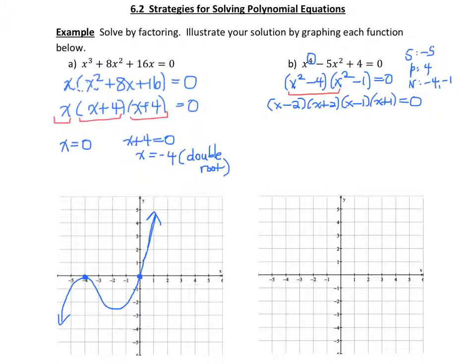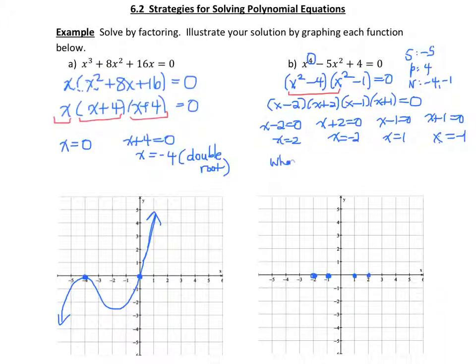And now I know that one of those factors is equal to 0. So if x minus 2 equals 0, we know x would be 2, so there's one solution. If x plus 2 is 0, x is negative 2. If x minus 1 is 0, x is 1. And if x plus 1 is 0, x is negative 1. So marking off our intercepts at negative 2, negative 1, 1, and 2, I would then find the y-intercept.